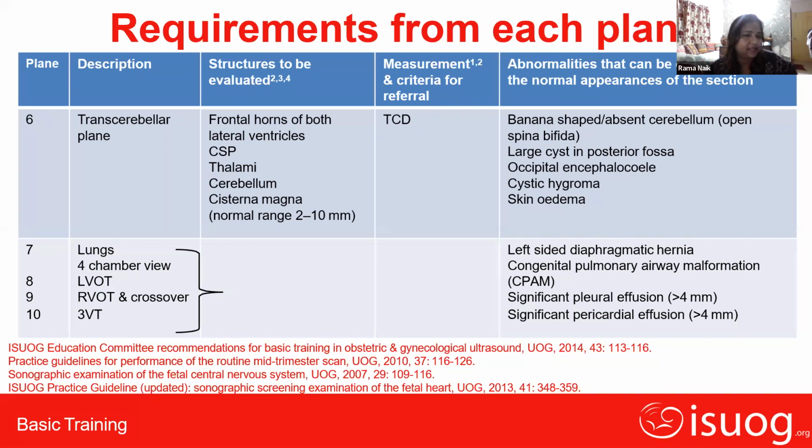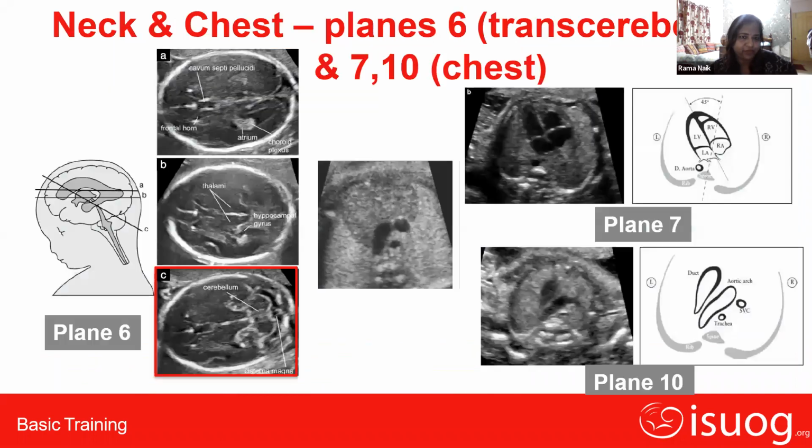In plane 6, the transcerebellar plane, in which we take the measurement for the transcerebellar diameter, we can pick up diagnoses like skin edema, cystic hygroma, occipital encephalocele. And in the lungs and chest examination, we can find congenital diaphragmatic hernia, CPAM, that is congenital pulmonary airway malformation, and pleural effusion, also pericardial effusion.